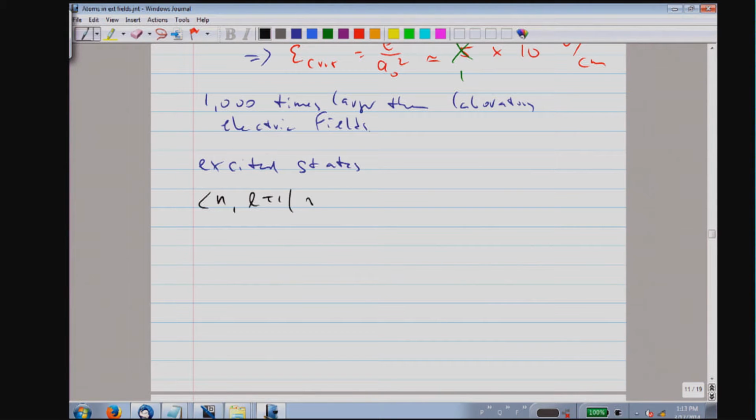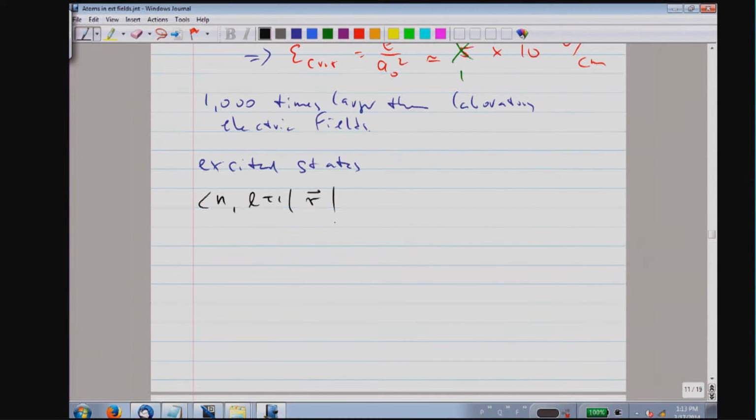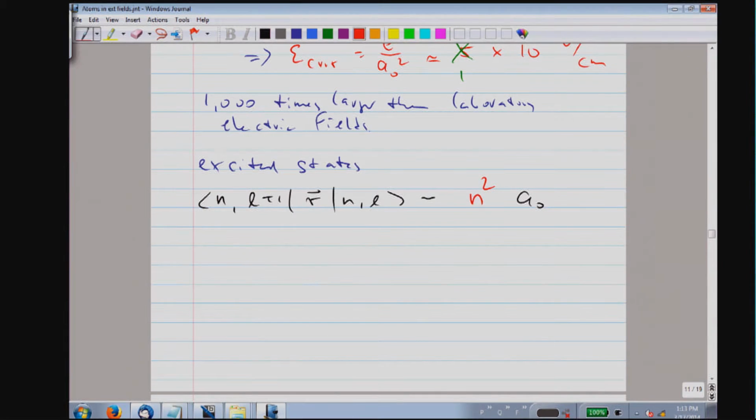And if we estimate what is the size of the matrix element, well, it's not just a naught. There is a scaling with n, which is n squared. The matrix element in higher and higher excited states scales with n squared. Well, how does the energy separation scale?